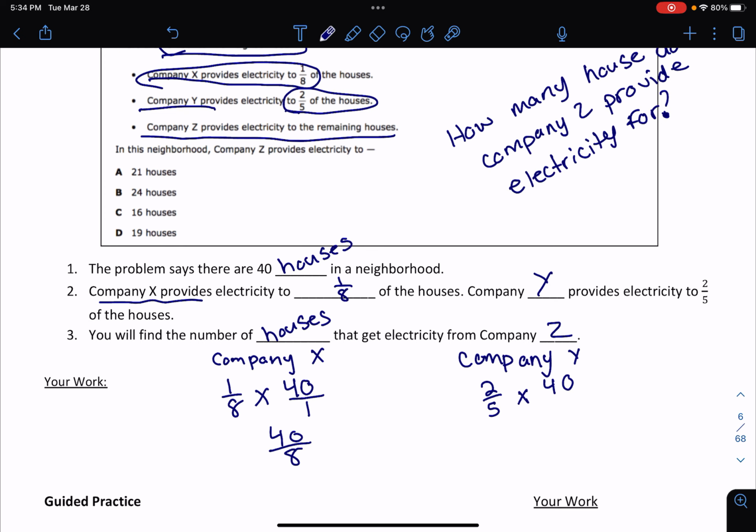And then you're going to do the same thing here. Turn your 40 into a fraction. Okay. So 2 times 40 is 80, and then 5 times 1 is 5. Right? Okay? So 40 divided by 8 is 5. That is correct.